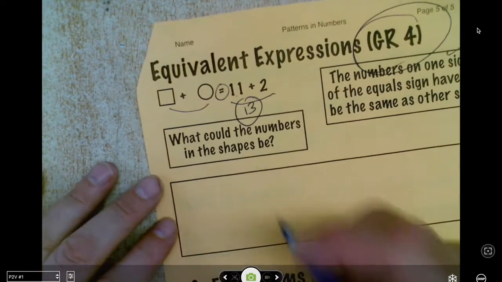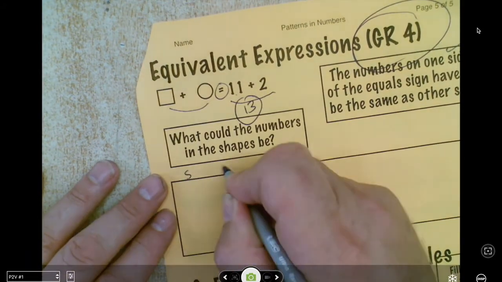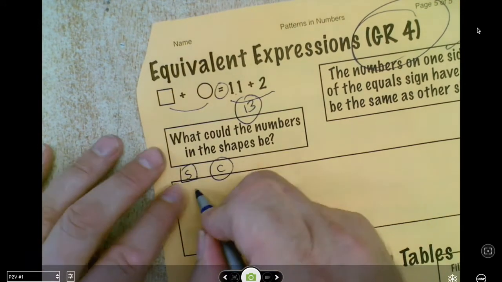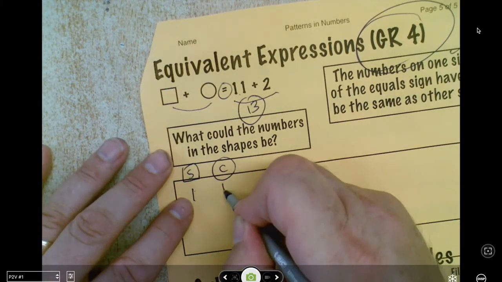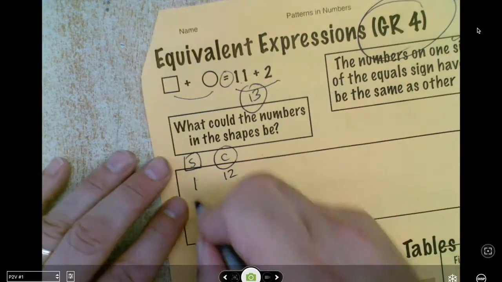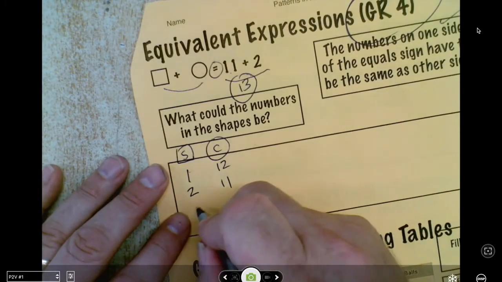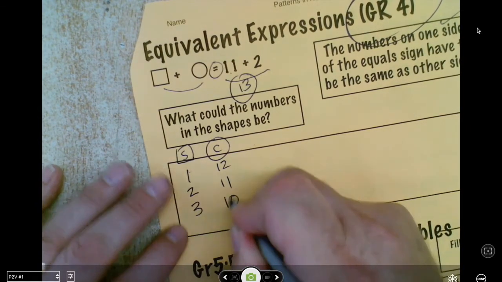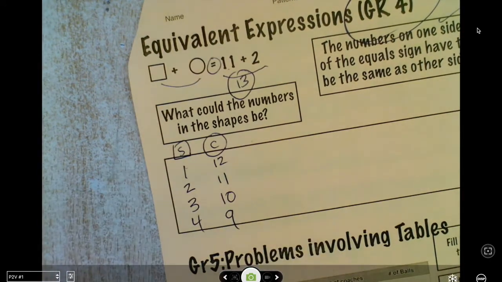So let's just start off with some easy ones. The square could be, let's say the square is here and the circle is here. So the square could be 1, and that would mean that the circle would have to be 12 to add up to 13. The square could be 2, the circle would have to be 11. The square could be 3, the circle could add up to 10. The square could be 4, the circle could add up to 9, etc., etc. And there's more combinations of that.